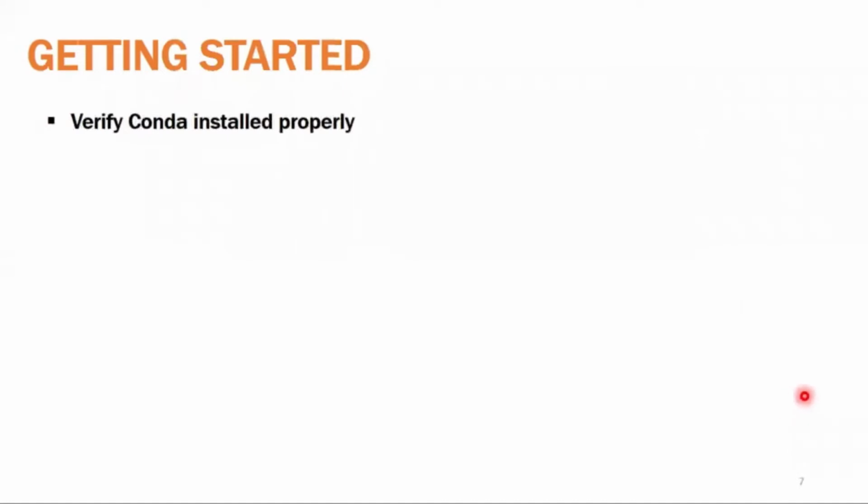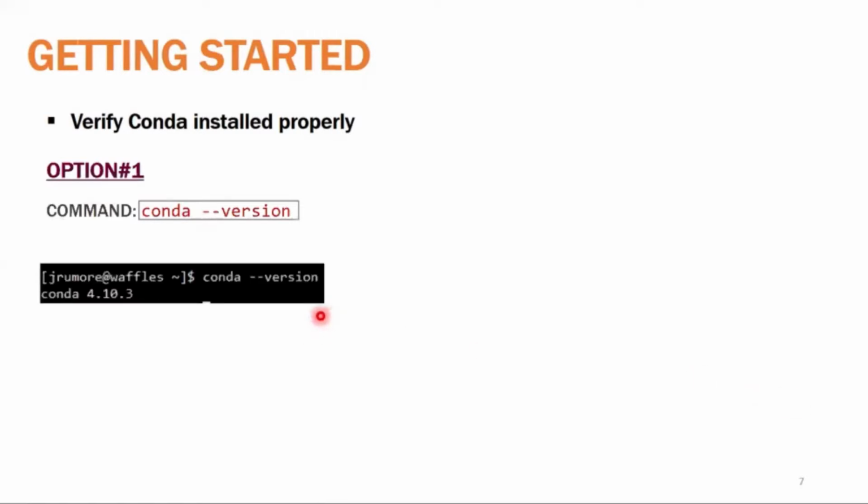So when working in Conda for the first time, it's important to make sure the software installed properly, and this can be achieved by running one of two commands. The first command is conda --version, and this will display the Conda version in the terminal if Conda has installed properly. So in this example, I've installed Conda version 4.10.3.